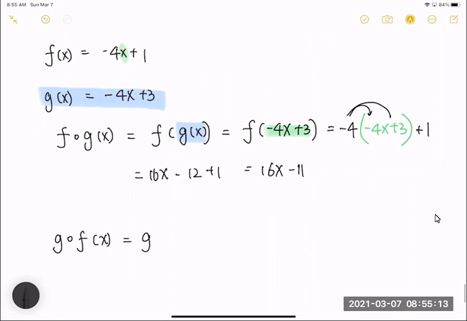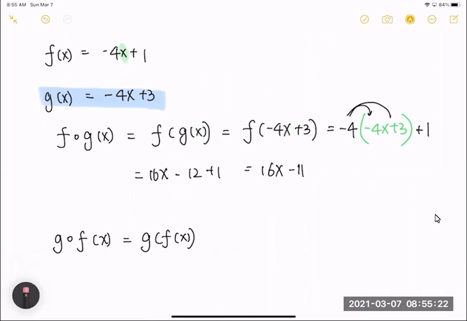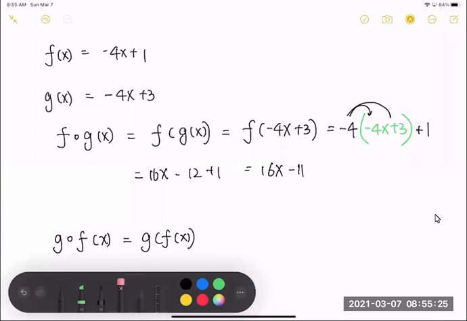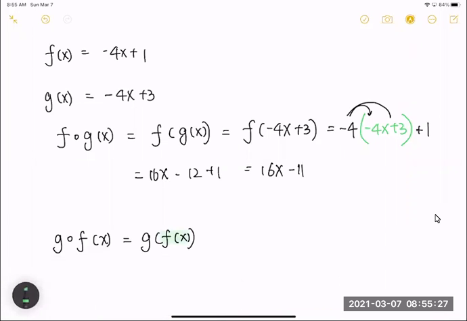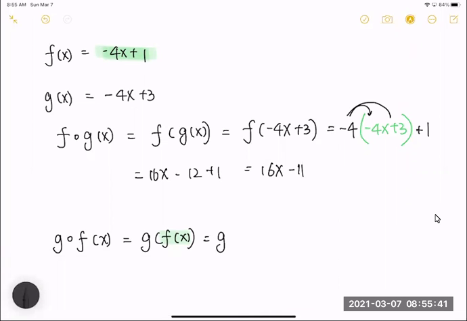Or the opposite, if I want g compose with f at x, this equals g of f of x. So the first step is you want to look inside the parentheses of the g(x) function. We have f(x). So you want to replace f(x) with negative 4x plus 1, because f(x) equals negative 4x plus 1. So I have g of negative 4x plus 1 in here, okay?